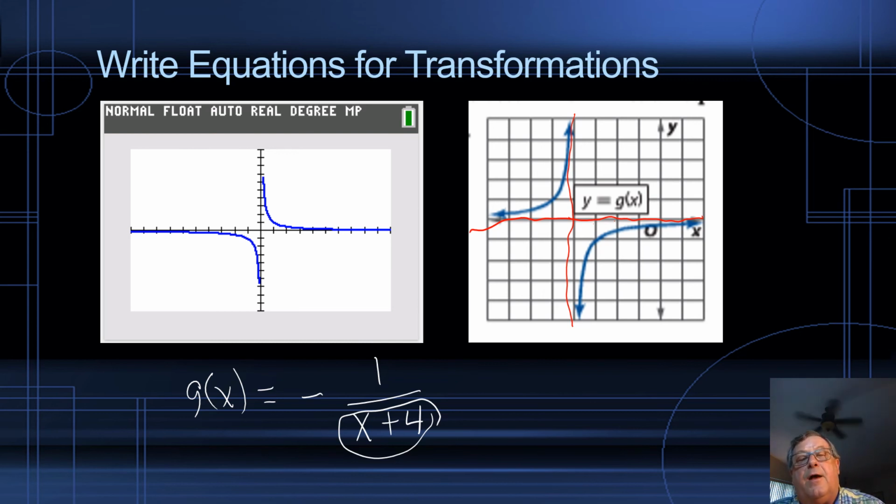Again, that's a little bit counterintuitive. Since it's a positive, you might think it's going to move to the right of the origin, but in fact it actually moves to the left. So hey, we've written some equations for some transformations. This time we used the parent function of the reciprocal function 1 over x. We had both a reflection, and in our first one we had a vertical shift, and in our second one we had a horizontal shift.